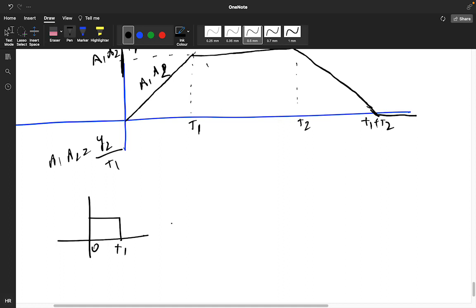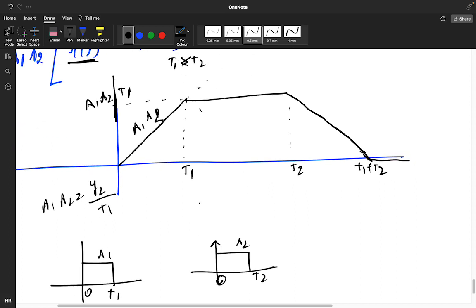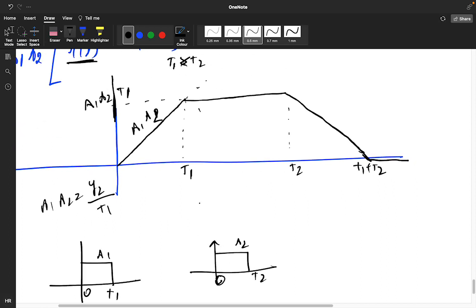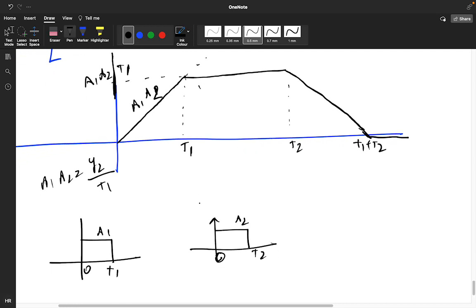Okay, this is 0, this is t2, this is a1, this is a2. Okay, so what is the shortcut method?